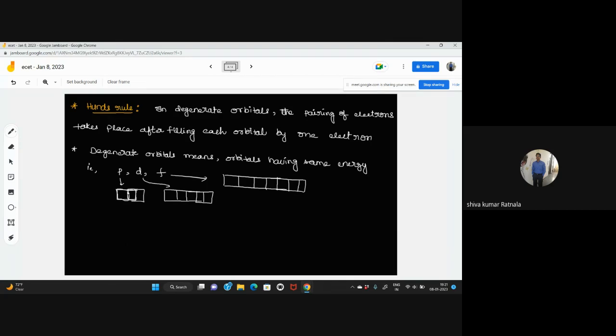First we need to fill one electron in each orbital, and after that only we need to start pairing. Actually, this is Hund's rule. For example, if I'm taking 2p2, that means there are two electrons in 2p orbitals. In p we have three suborbitals like this. Now the two electrons we need to fill like this, and if we fill like this, it is against Hund's rule. So this is correct and this is wrong.